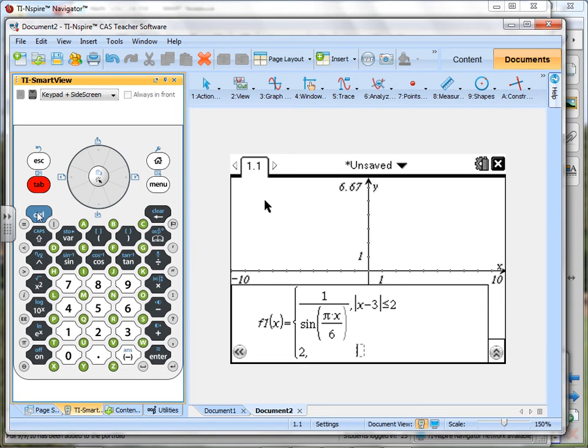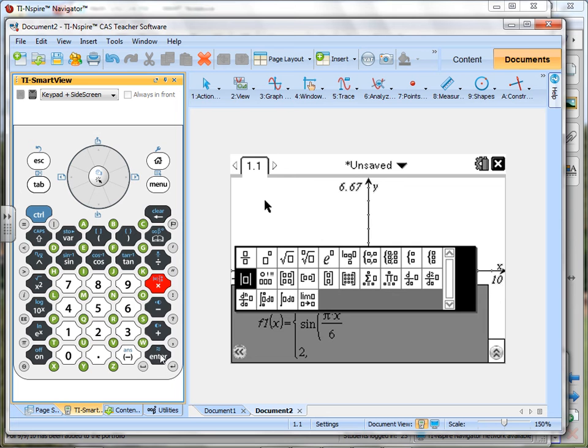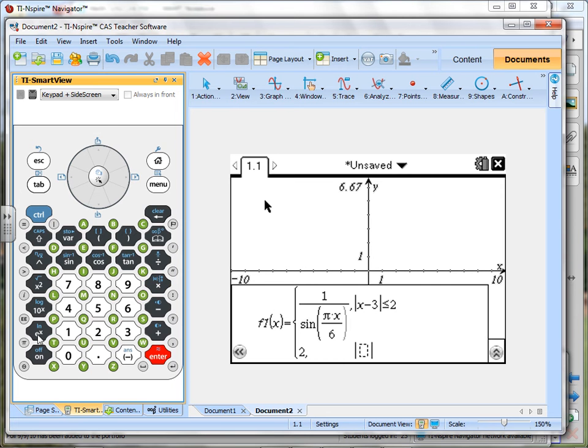We know how to find our template for absolute value, so we're going to put that in, and we'll finish this problem up here. And it is greater than 2. Okay, press enter when you're done.